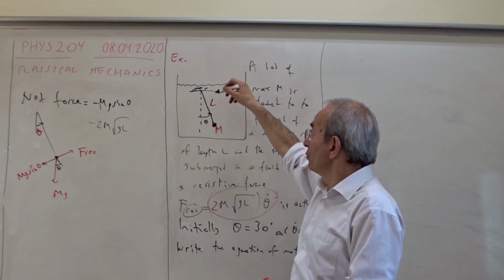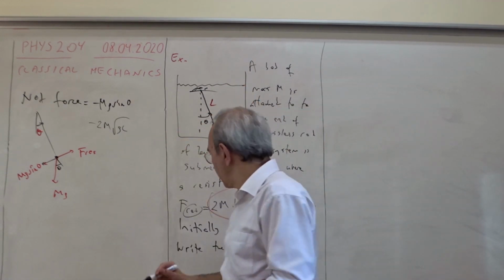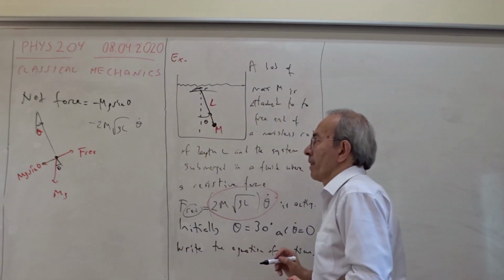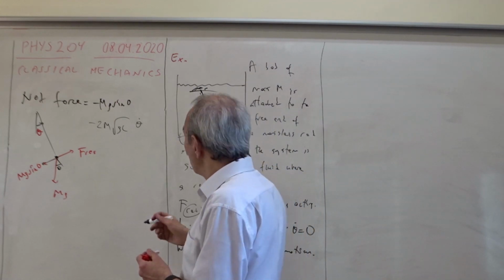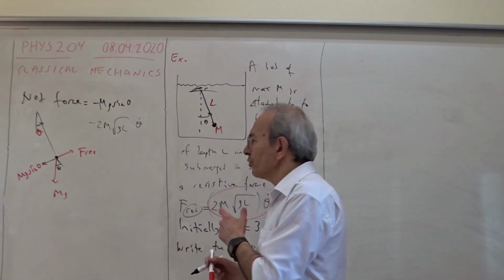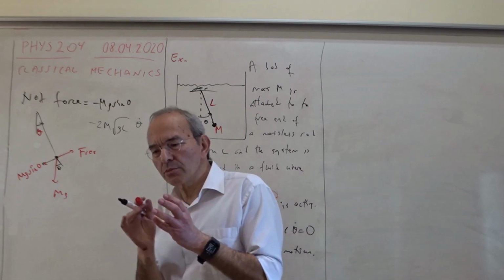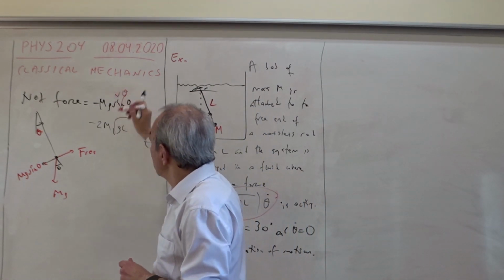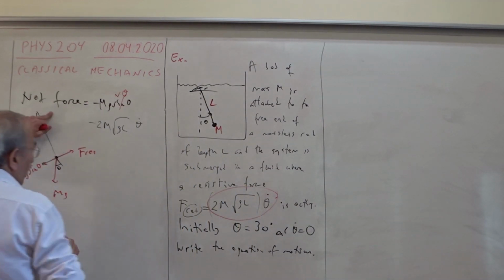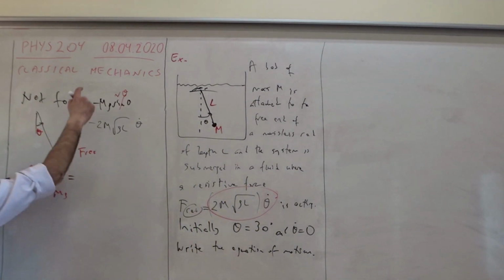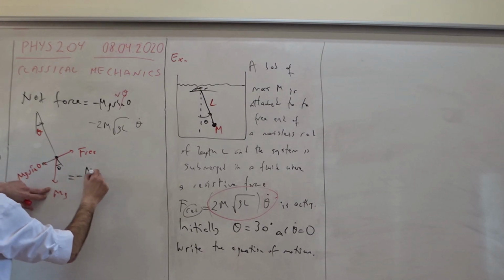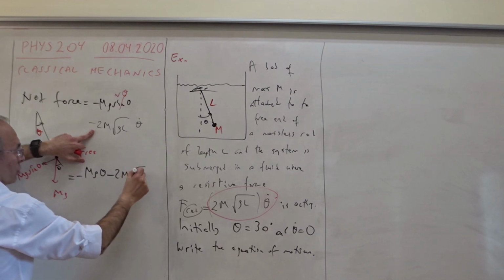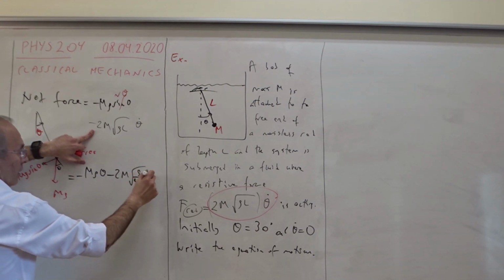L is the length of the rod, g is the gravitational acceleration, and also theta dot. But for small angles, 30 degrees is still in the small angle interval, so this sine theta can be approximated as theta, so that net force here is minus mg theta minus 2m root g over L theta dot.